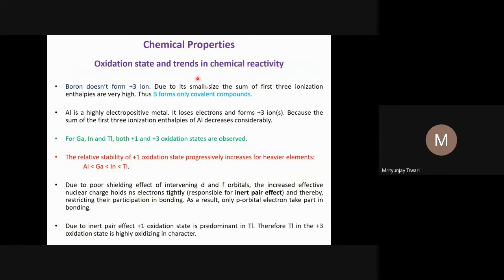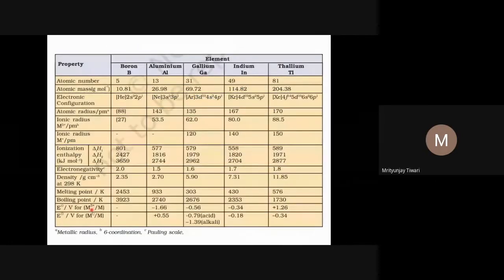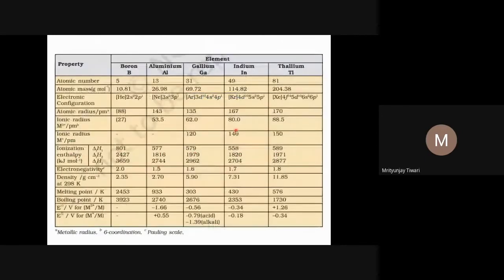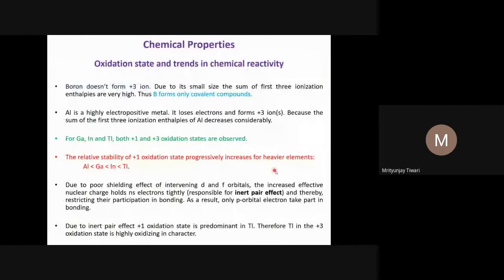Now let us look into the chemical properties. One of the chemical properties we have already seen, this reduction potential, is also a chemical property. The rest of the things we have seen were all physical properties. Now let's look into the oxidation state and trends in chemical reactivity.